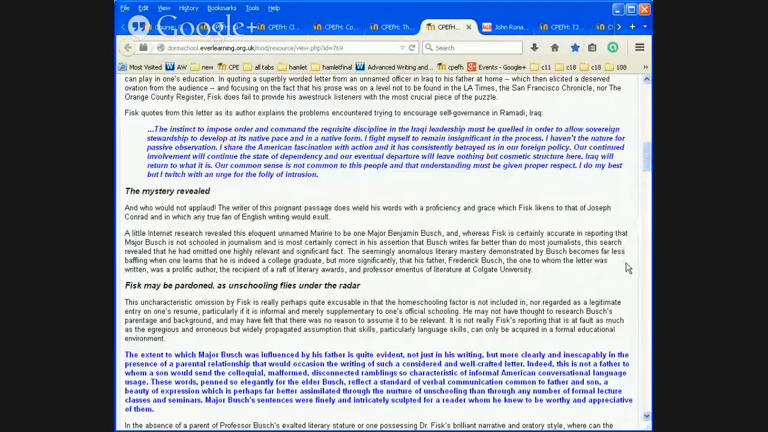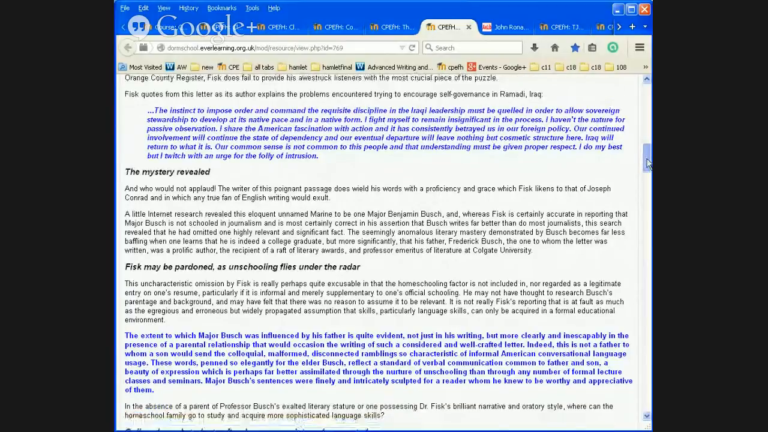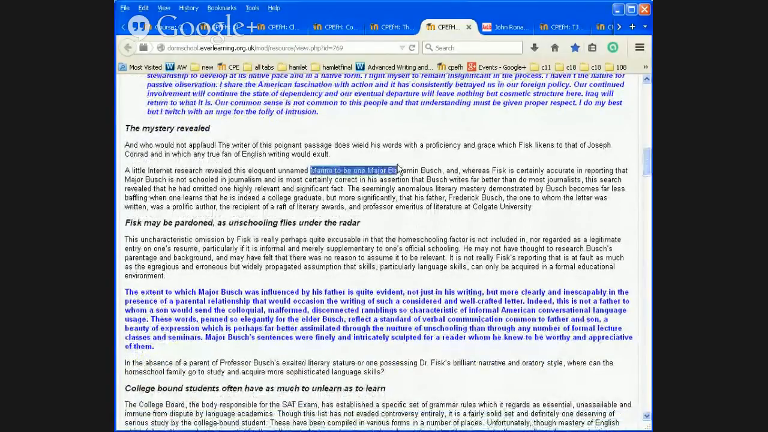A little bit of quick research revealed who this soldier was, and this Marine is one Benjamin Bush. And whereas Fisk is certainly accurate in reporting that Major Bush is not schooled in journalism, and is most certainly correct in his assertion that Bush writes far better than do most journalists, the search revealed that he omitted one highly relevant and significant fact. The seemingly anomalous literary mastery demonstrated by Bush becomes far less baffling when one learns that he's indeed a college graduate, but more significantly, that his father, Frederick Bush, the one to whom the letter was written, was a prolific author, the recipient of a raft of literary awards, and professor emeritus of literature at Colgate University.